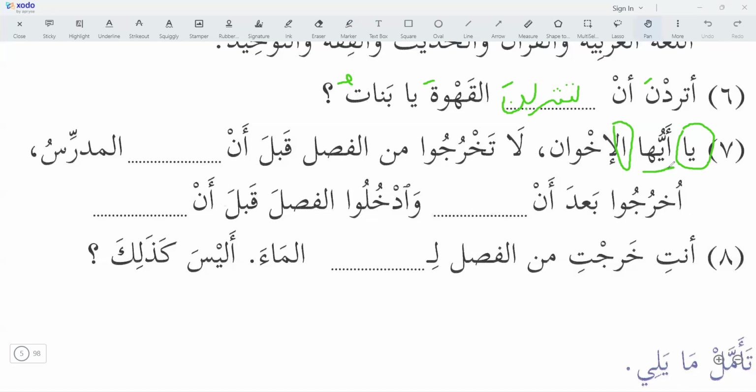Leave after he leaves and enter the class before he enters. Ukhruju, exit, ba'da an yakhruja, after he exits. Exit after he exits. And enter. So we use the mudare for ukhruju. Ukhruju, yes, exit. Exit after he exits.